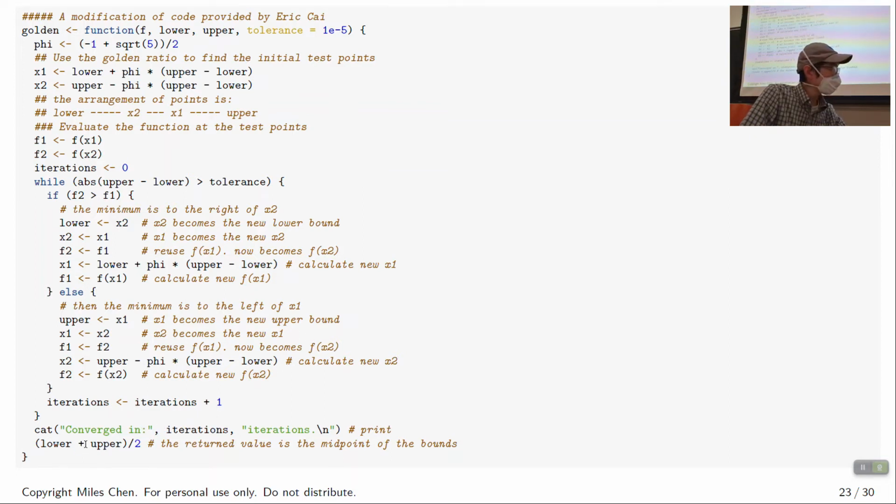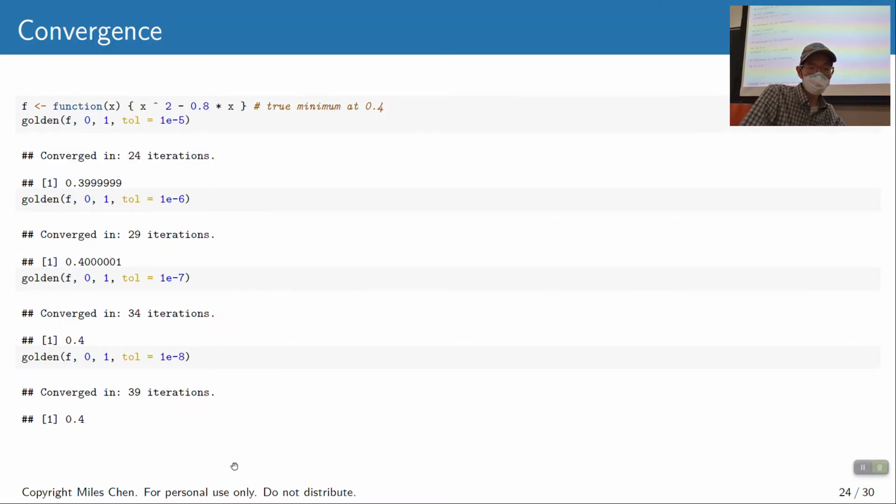And the value it will report back will be the midpoint of the lower and upper bounds. So we'll add our lower and upper bounds, divide by 2. That will be the midpoint. Okay, so using our very simple function x squared minus 0.8, where the true minimum is at 0.4, if I used a tolerance of 10 to the negative 5, I get 0.3999999, and it took us 24 iterations to get there.